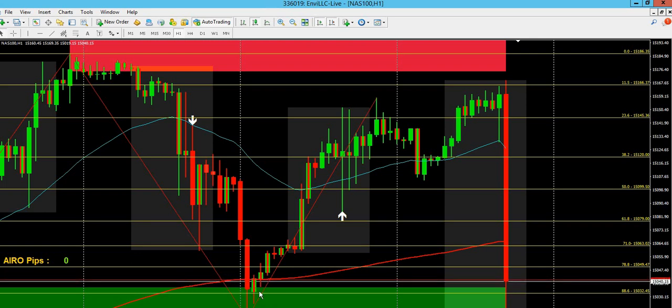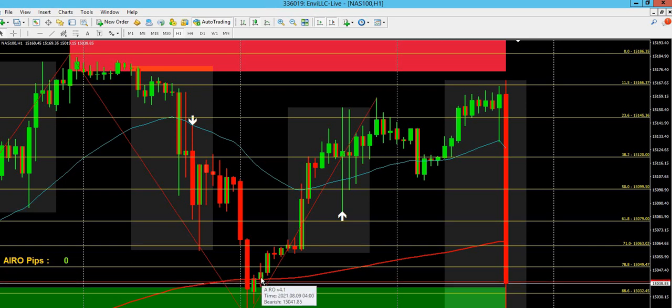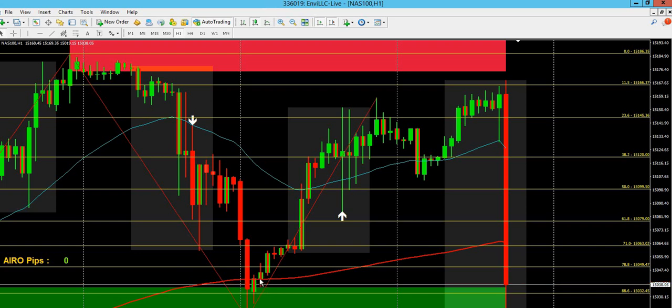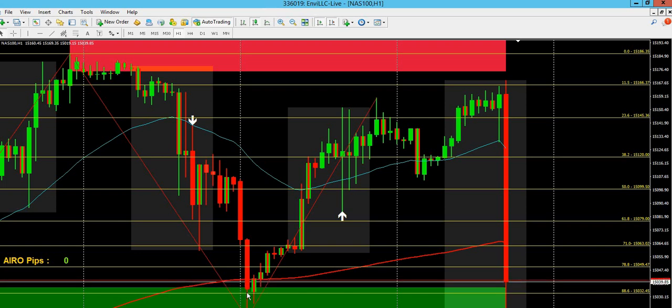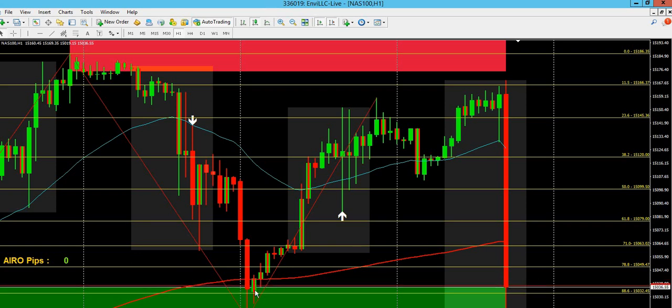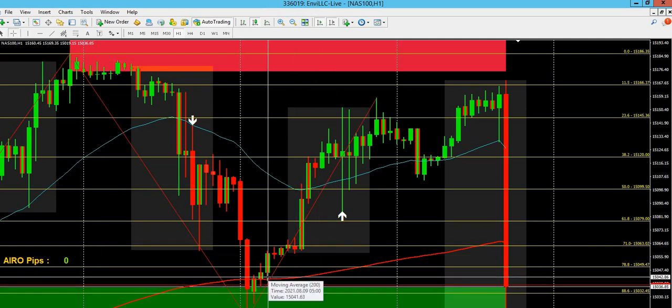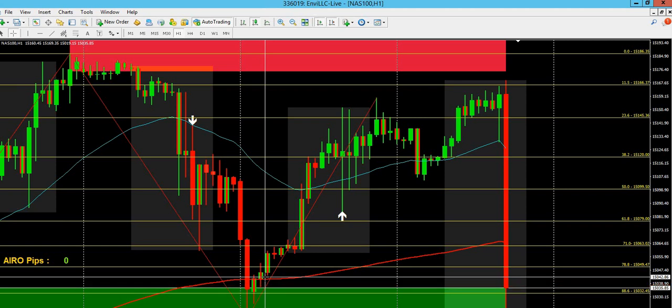Then you got another rejection plus a bullish candlestick formation with a closure above the 200. I'm in here. This is where you would be in at. Utilizing the fib. Rejection, rejection, bullish candlestick, closure above the 200 EMA. Go in. Now, what happens if you're in right here? Where is your stop loss?